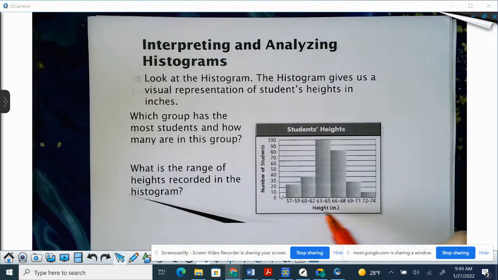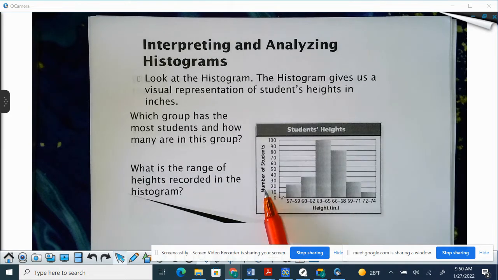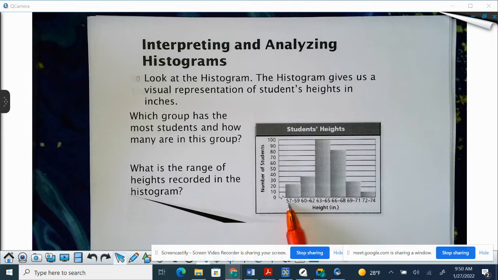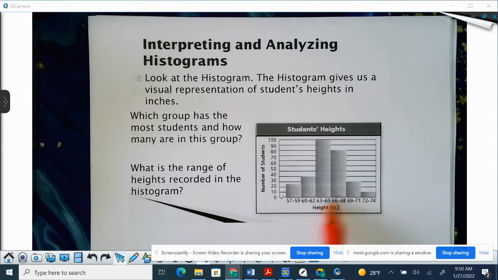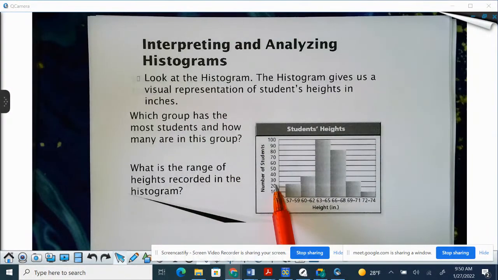I would say your biggest callout to histogram-type problems is making sure you're reading your labeled axes correctly. This is number of students, this is height. Personally, if you can slow your brain down as soon as you see this, before you even get to the question, say, okay, number of students, height. That means like 25, because these are counting by tens, of the students are between 57 to 59 inches.